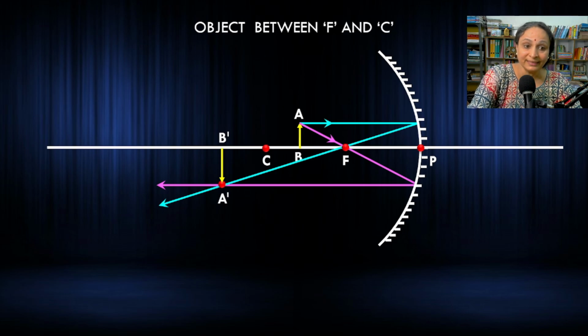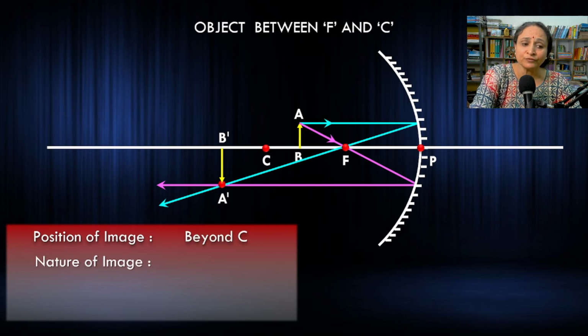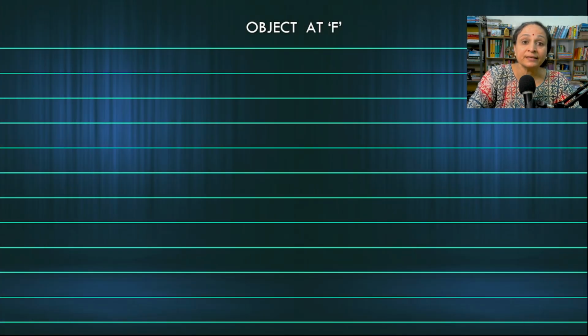Okay, inverted. So what is the nature of the image? Where is it formed? Position beyond C. Nature of the image: real, inverted, and the third is magnified. Why magnified? The size of the image, you can see, is larger than the size of the object. This is the condition when the object is between F and C. Done. The next one, when the object is placed at F itself.